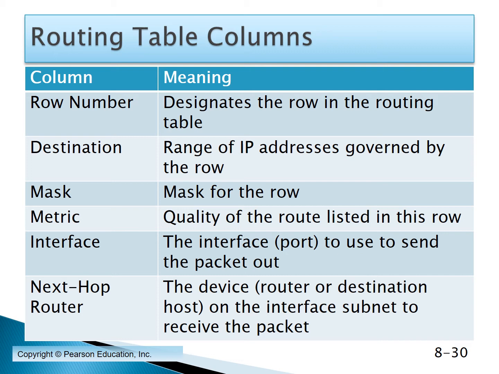And then you also have a metric, that is the quality of the route listed in this row. It may be measured in terms of time or other costs. Of course, if it's in terms of time or speed, then the less time spent, the better. And then the interface is the port that you use to send the packet out. And the next hop router is a device, which could be a router or a destination host on the interface subnet to receive the packet, so you know who you are sending to next.